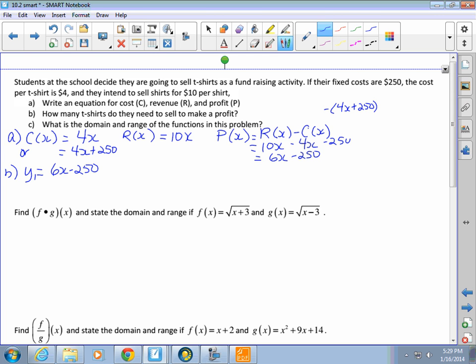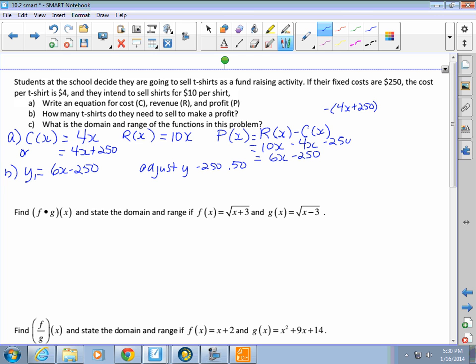And then you adjust your windows. Let's adjust your window first. You need to adjust your window because you want to see, at the very least, if they sell nothing, they're going to have a $250 loss. So you want to adjust it so that your Y is going from negative 250, and then just a good educated guess is, if you sell 50 shirts, you're going to make $500, and that's going to at least cover the cost of that. So 50 is a big number, but you could do it in between there.